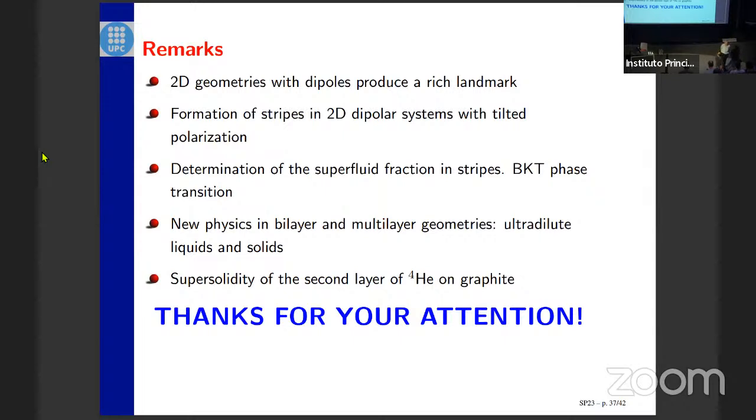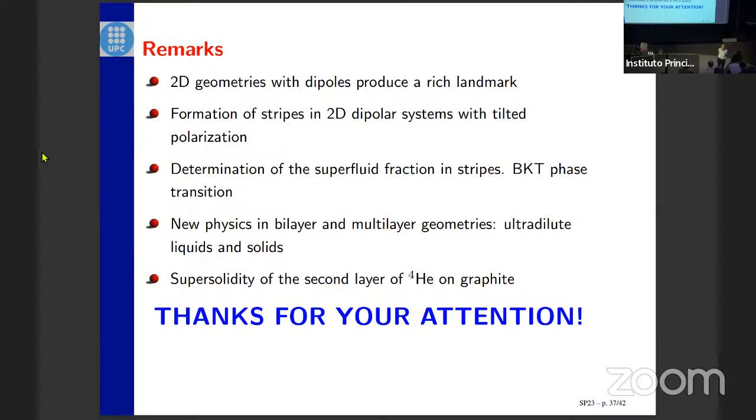So I want to ask about the BKT transition. If you have dipoles, then in two dimensions you have an anisotropy. And this means you have two different superfluid densities. How do you take into account this fact in your numerical estimate?